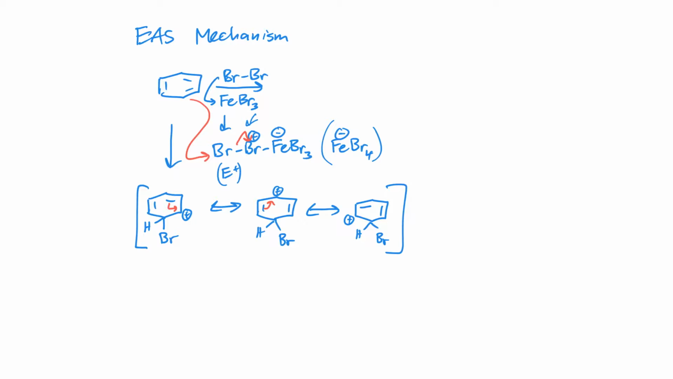And now we're ready to form the final product. We need to reform the aromatic nature of the benzene ring, and to do that we need to lose this hydrogen here that is causing this carbon to be tetrahedral. We can't form an aromatic ring if we have a tetrahedral carbon in that ring. So we need to get rid of that hydrogen. We're going to use the negatively charged bromide from the FeBr4. So I'm going to redraw that here so I can use one of the bonds.